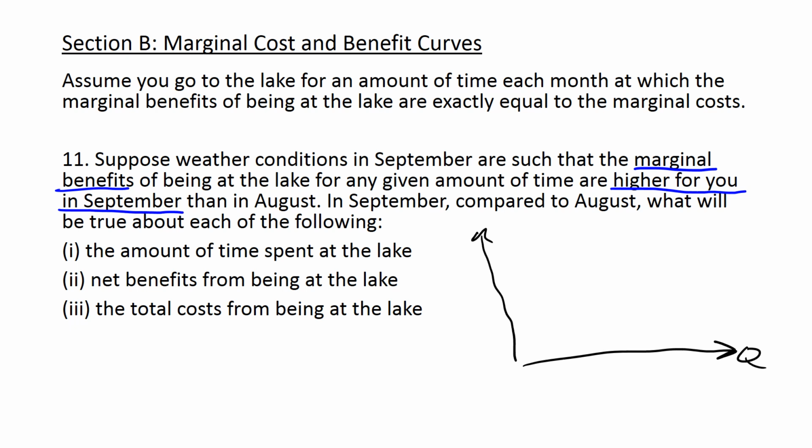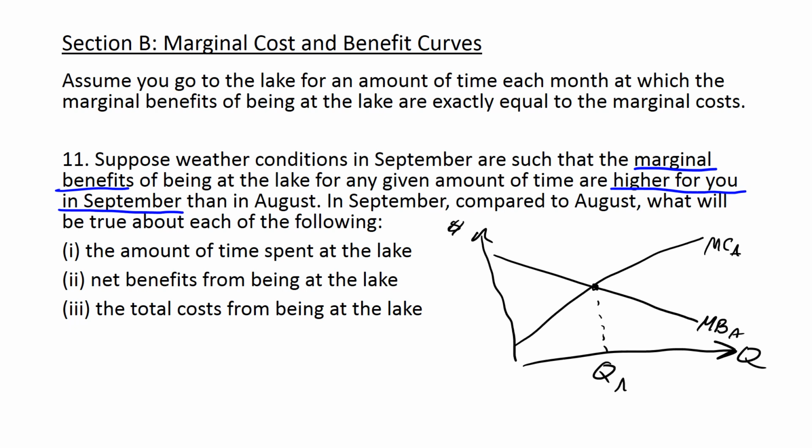And here we have the amount of time at the lake, and here the value of the lake. So we're going to start out with August because it's our first month. So here's our marginal benefits of going in August, our marginal cost of going in August. And so where they intersect gives us the amount of time you'd spend in August as well as the marginal benefits and costs for August.